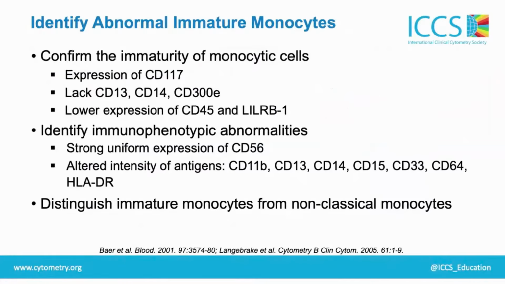To identify abnormal immature monocytes, first we need to confirm the immaturity of monocytic cells. Some immature monocytes may express CD117. They should lack markers acquired during maturation, such as CD13, 14, and 300E. Then look for immunophenotypic abnormalities. Strong uniform expression of CD56 is more specific than variable CD56 on a subset. They may have altered intensity of a list of myelomonocytic antigens. These aberrancies would help you distinguish blast equivalents representing MRD from left-shifted monocytic maturation.